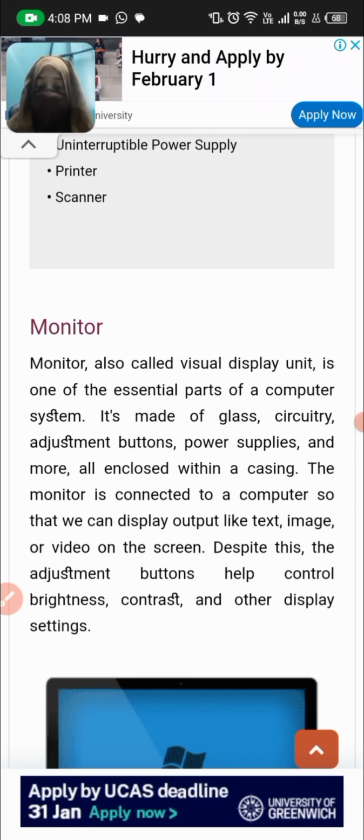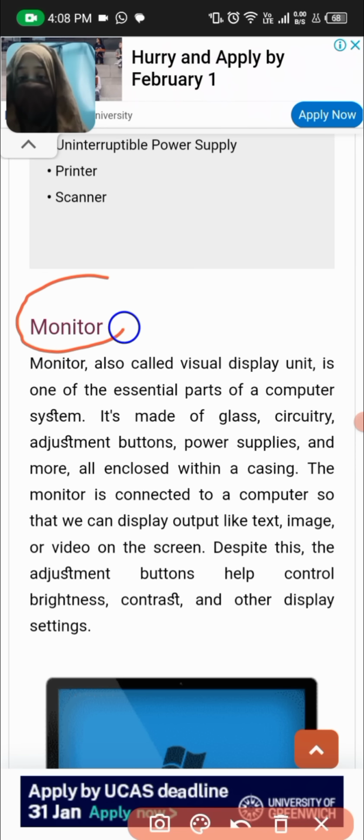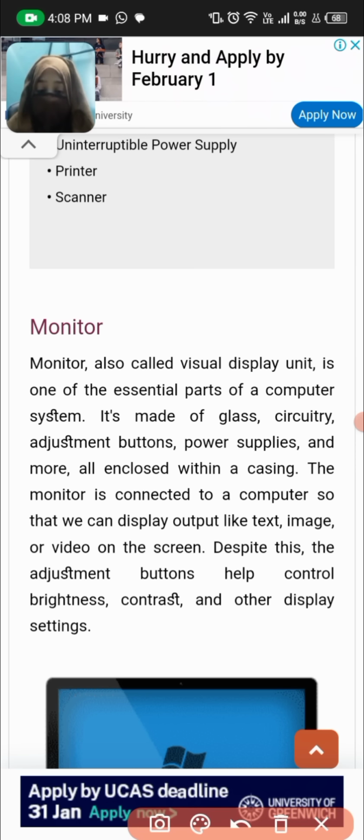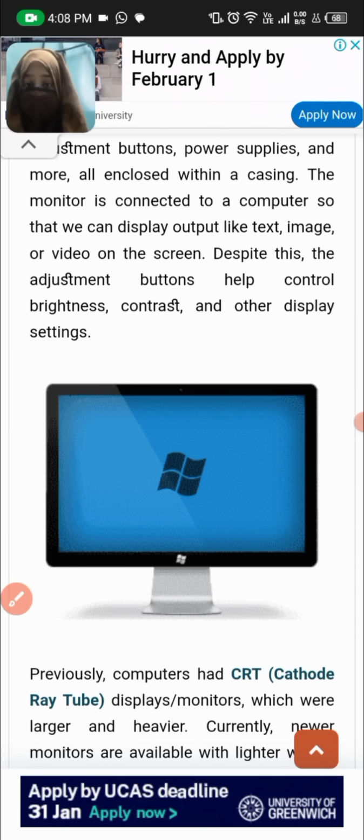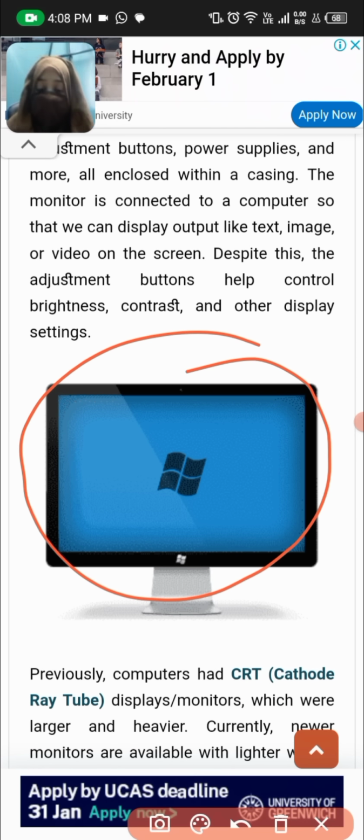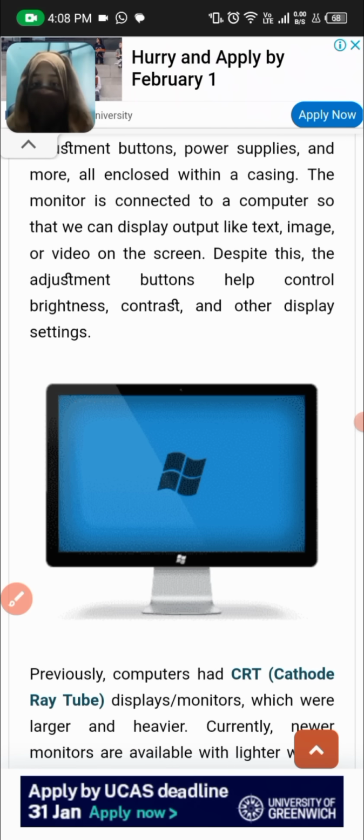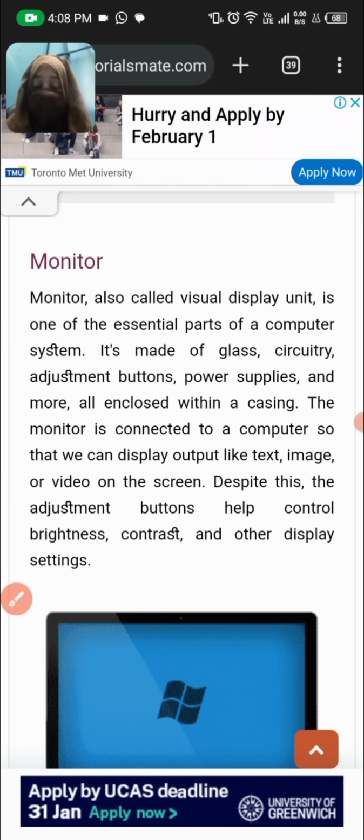Monitor is, first of all, we are going to discuss about the monitor. Here is the picture which you can see here. This is the picture of the monitor. It's a basic part of the computer. So now we will discuss about it.